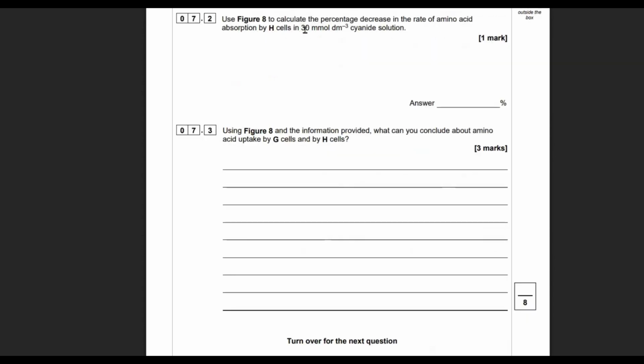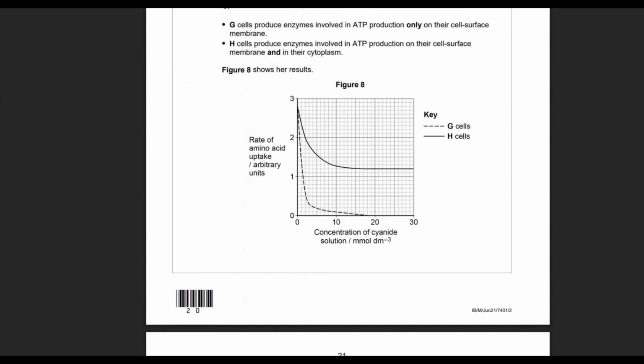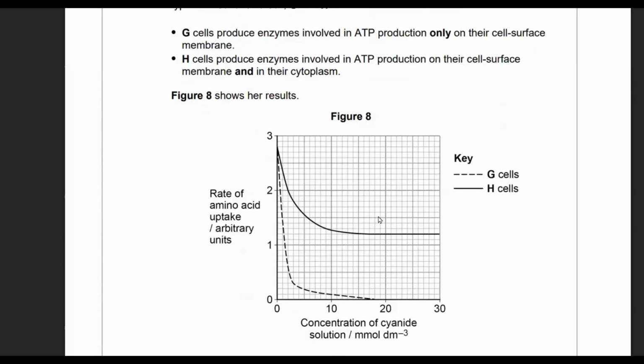Use figure 8 to calculate the percentage decrease in the rate of amino acid absorption by H cells, not H and G, just H cells, in the 30 millimole per decimeter cubed cyanide solution. Let's go and check this out. We're looking at the H cells, the solid black line. I want to zoom in a little and make that a bit bigger. There we go. So we've got this solid black line here.